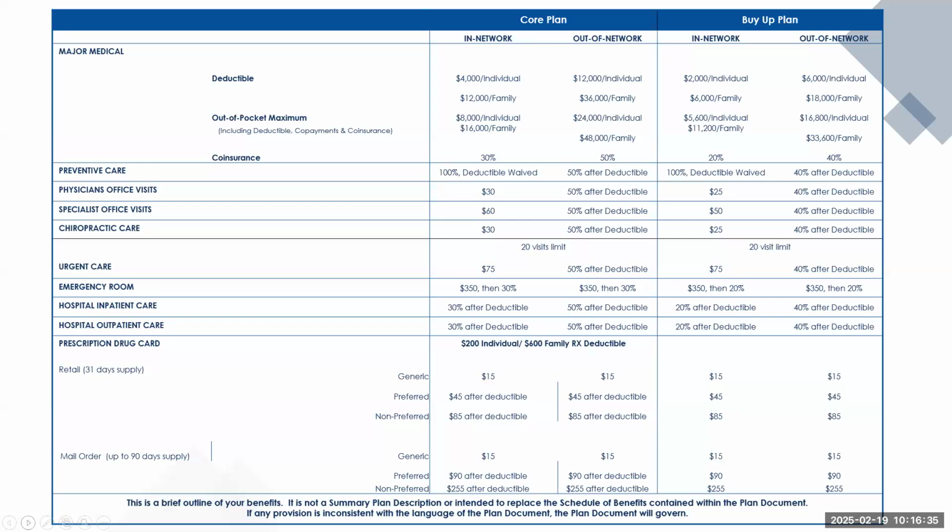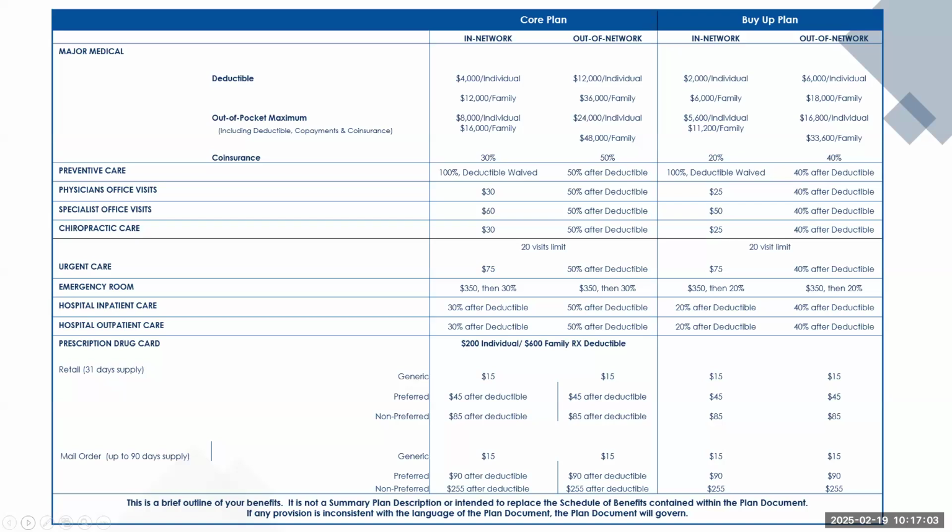Specialist office visits is $60. This was a specific question that came up, so I wanted to make sure I included this. Chiropractic care, that is a $30 copay. Your deductible does not need to be met prior to that, and you have a visit per year. Urgent care is $75. Emergency room is $350 copay, then 30%.